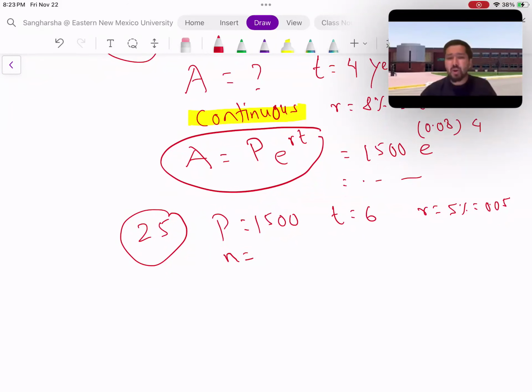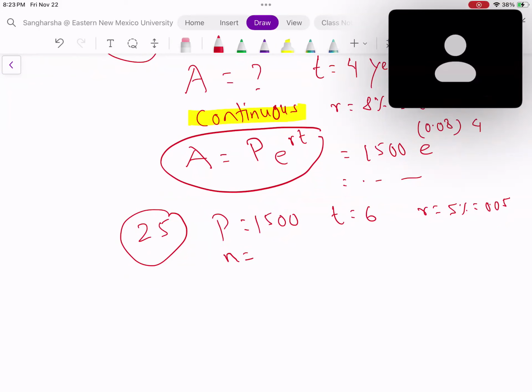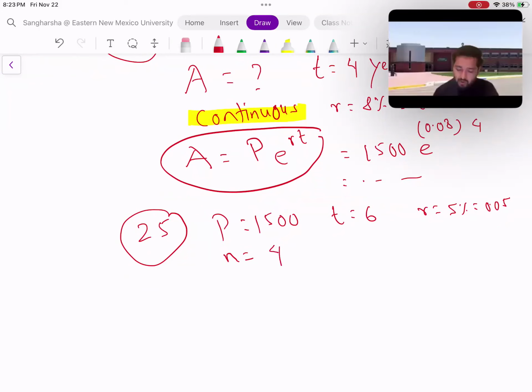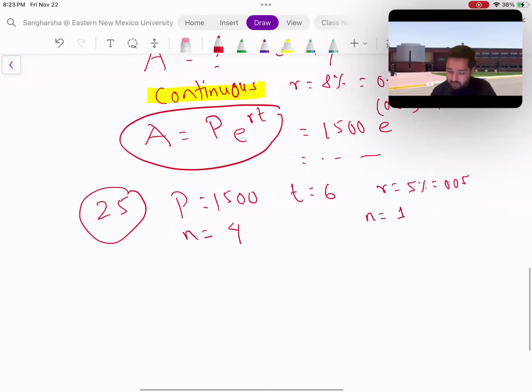So n is the number of times interest is compounded in each year, okay? Like in how many quarters you can divide 1 year? So that's a 4, right? Or is it 3? I think it's 4. Okay, so our n is 4. So if it is compounded quarterly, n is 4, okay? So if it is compounded annually, what will be n? n will be 1 if it is annually, okay?